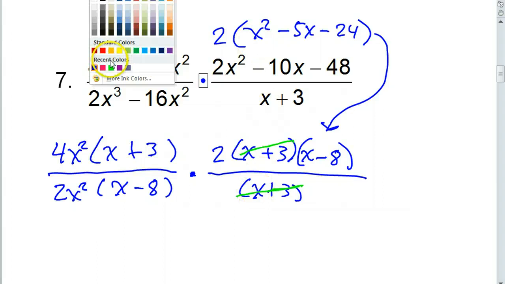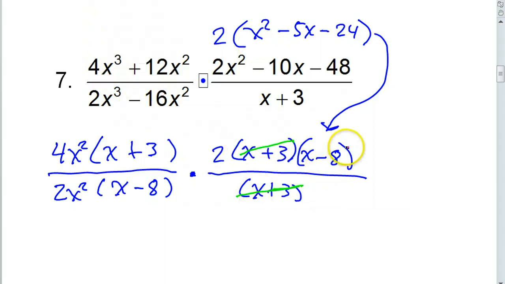And that provides another factor that will cancel out. So the x minus 8 will cancel out this other x minus 8. Also, these x squareds are going to cancel each other out. So they're gone as well.